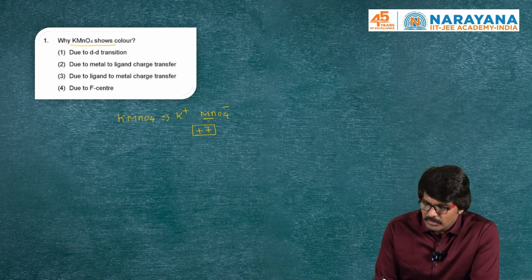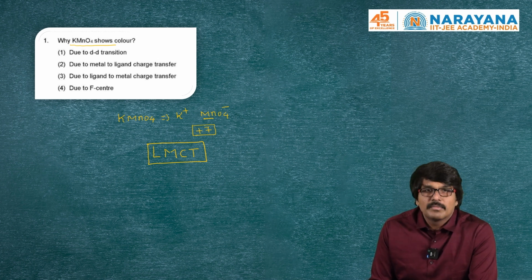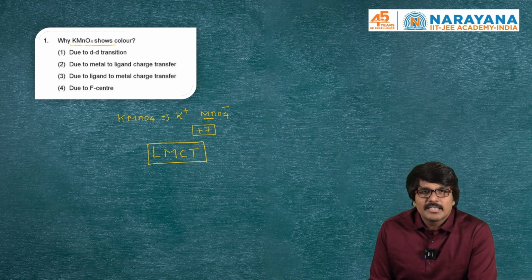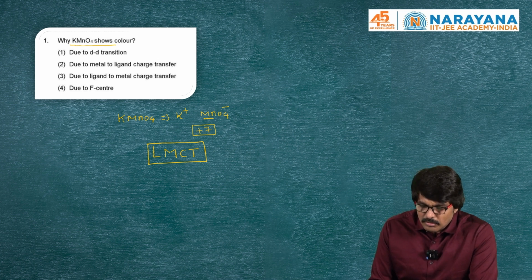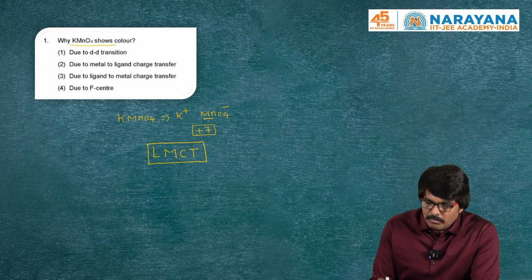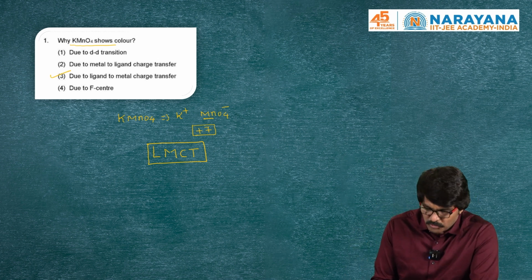The electrons are transferring from ligand to metal. That process is also known as LMCT, the ligand to metal charge transfer phenomenon. So the color of potassium permanganate, that is dark purple, somewhat black in color, is due to ligand to metal charge transfer. So the correct answer to the question is 3.